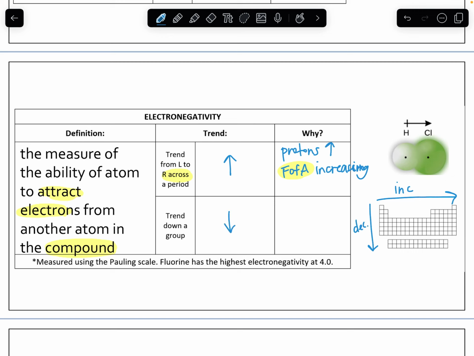Okay, so let's think about why. If we're comparing down a group, that means we're going to be comparing energy levels. So our energy levels are increasing, right? Which means that our force of attraction is actually decreasing. Those electrons are getting further and further away, so it's going to be hard for us to attract any electrons because it's so far away from our nucleus.